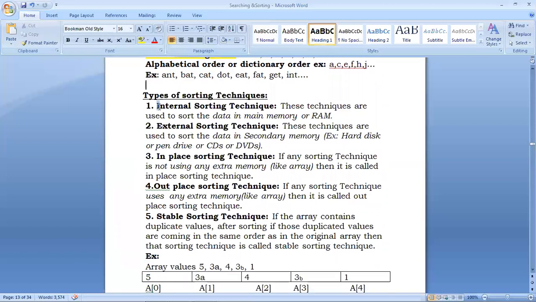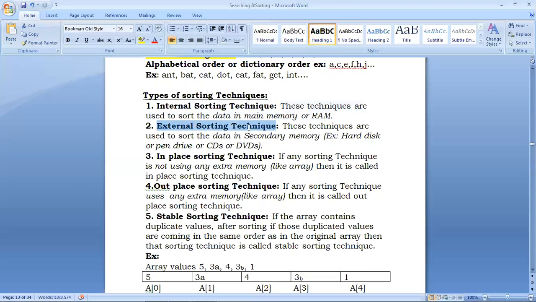The first kind of sorting technique is internal sorting technique. Meaning is that these sorting techniques are used to sort the data in the main memory or RAM. When the data is in the main memory, the internal sorting techniques are used to sort the data.